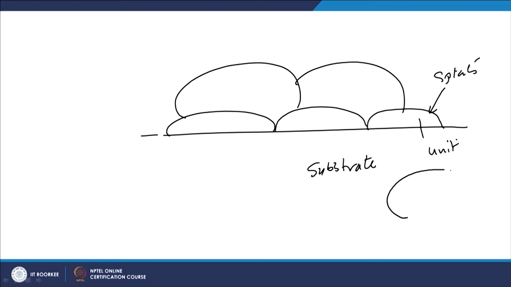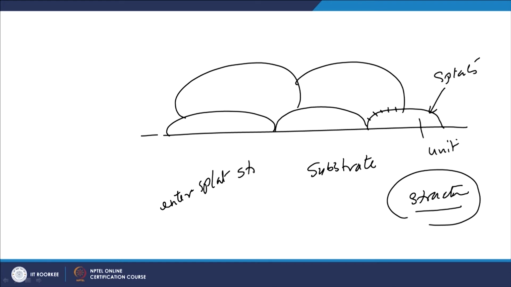Each splat will have its own structure, while the splats are in contact with each other at a particular surface. This one is called the intersplat space or intersplat surface. So, the intersplat structure, this is another aspect.